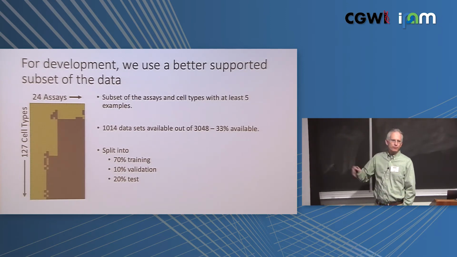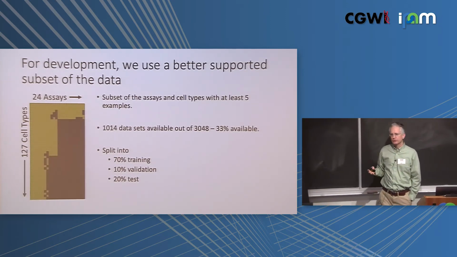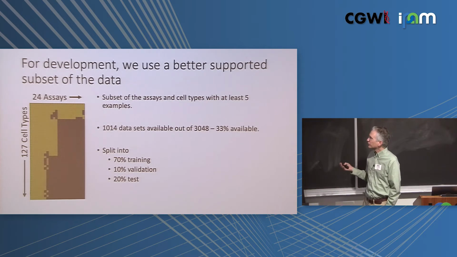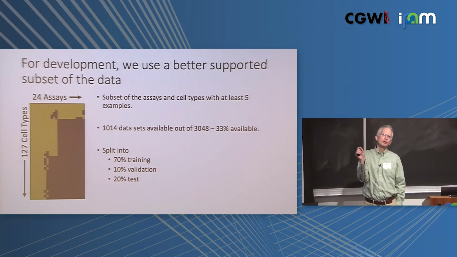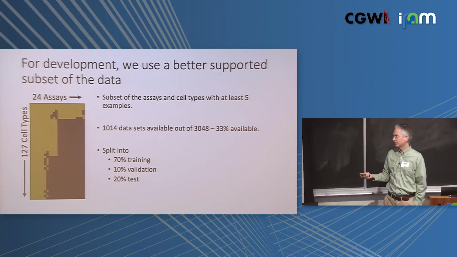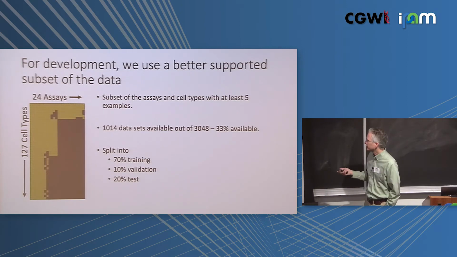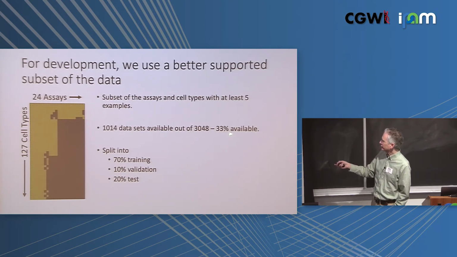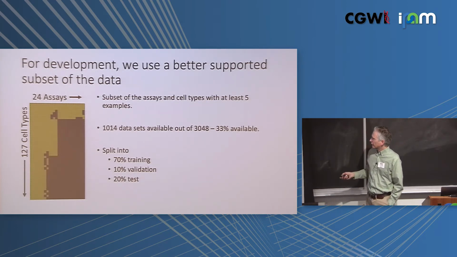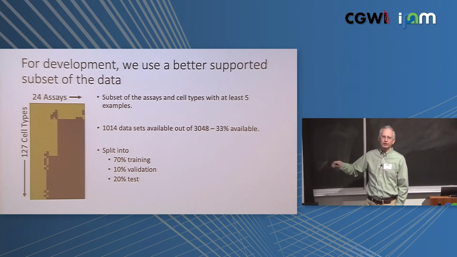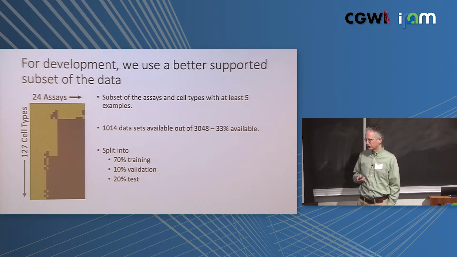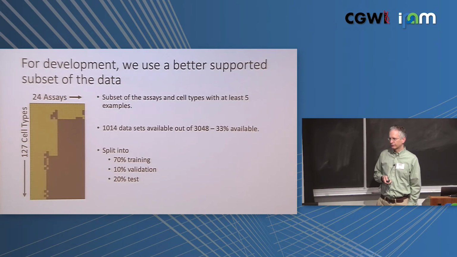So for the purposes of developing the model, we used a better supported subset of the data. We had a requirement that each row and each column have at least 5 examples in it. So that rather than having like 95% missing data, we ended up with like 33% missing data. So 1,014 data sets were available out of 3,048. And then we split this into a training set, a validation set that we use for selecting things like the regularization parameters, and then a test set of 20%.